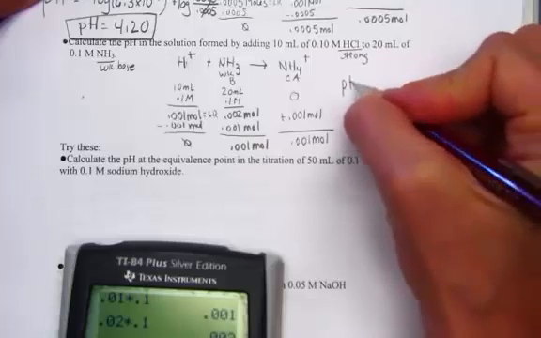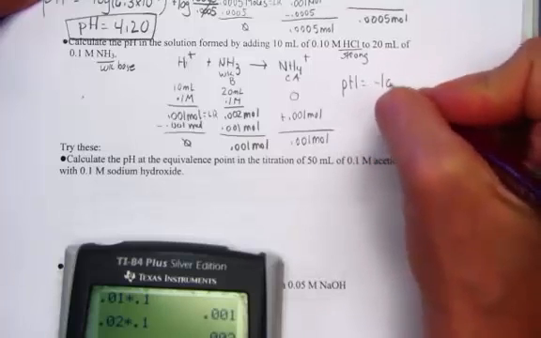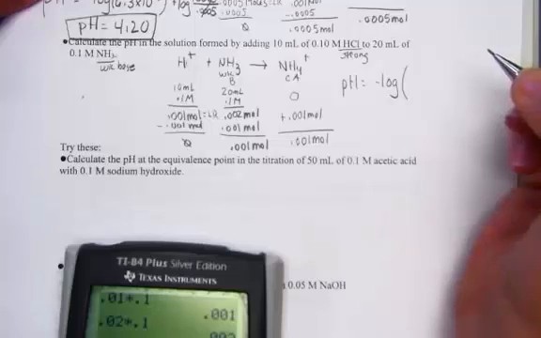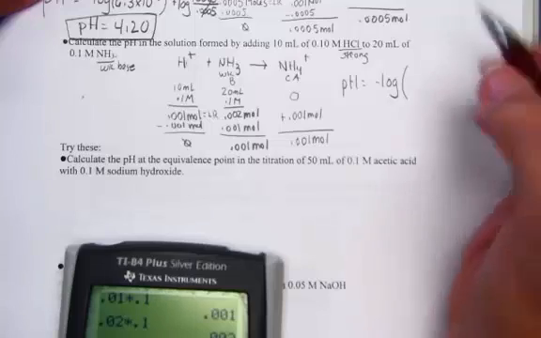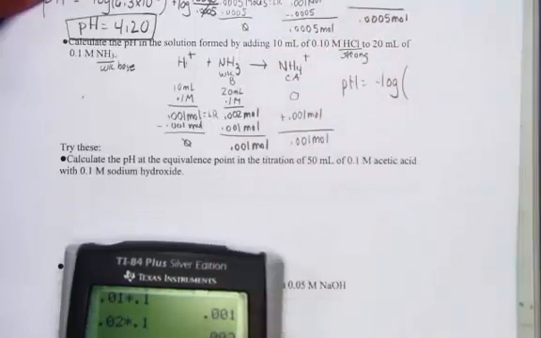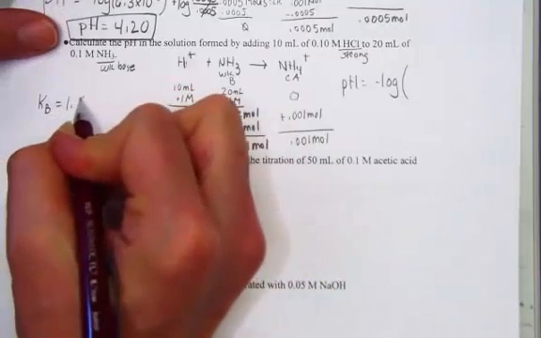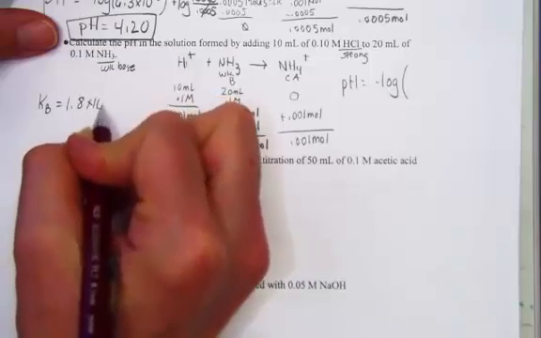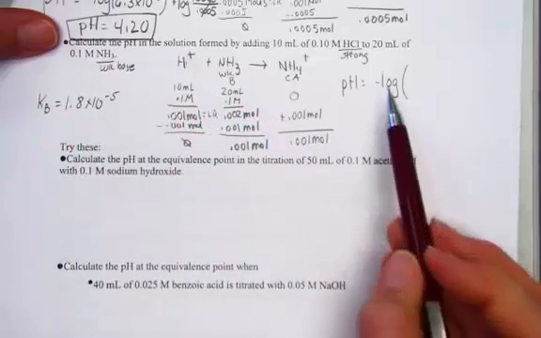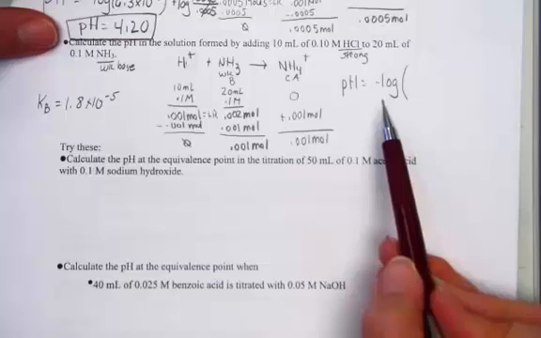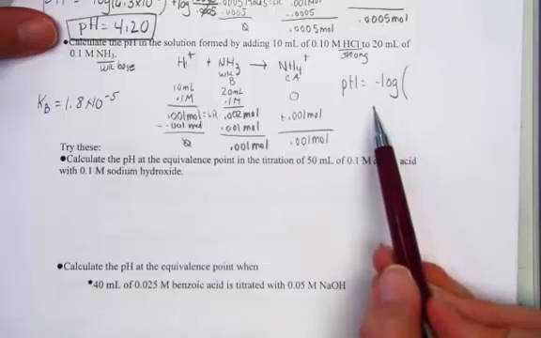So pH can be found by the negative log of the Ka value. Now notice, ammonia is a base. When I look up a Kb for ammonia, it is 1.8 times 10 to the negative fifth. Henderson-Hasselbalch requires a Ka value, not a Kb.